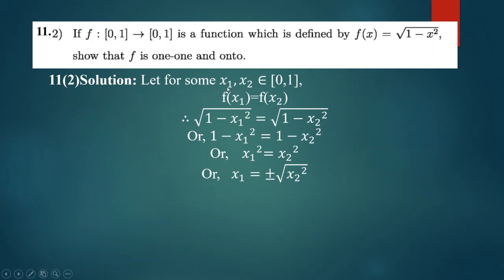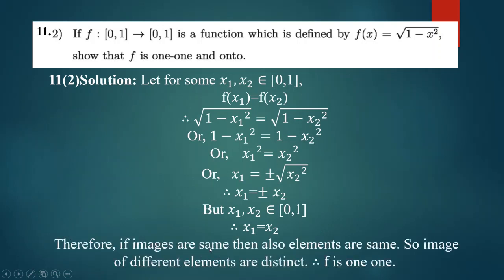But here we can see that x1, x2 both belong to this closed interval, which is from 0 to 1. That means the numbers in this closed interval are non-negative. So x1 equal to x2 because x1, x2 are non-negative. Therefore, if images are same, then elements are same. So images of different elements are distinct. Therefore, f is one-to-one.